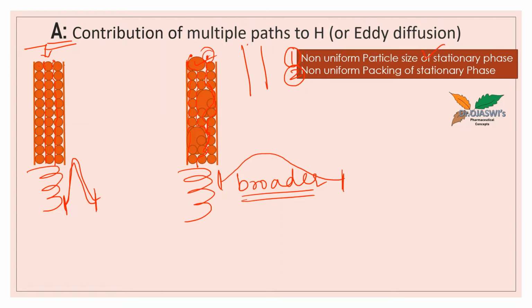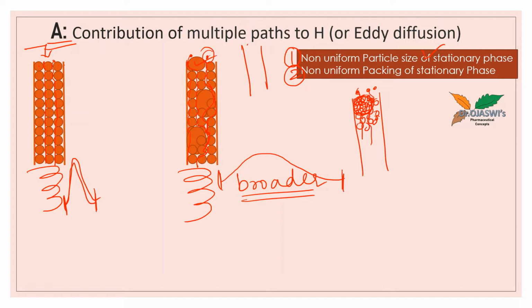Second is non-uniform packing of the stationary phase. It may happen that inside the column the particles are of the same size, but at some places the particles are very tightly packed, whereas at some places they are loosely packed. So this tight packing is as good as a big particle. It is so tight that the molecules which are passing down are unable to penetrate.